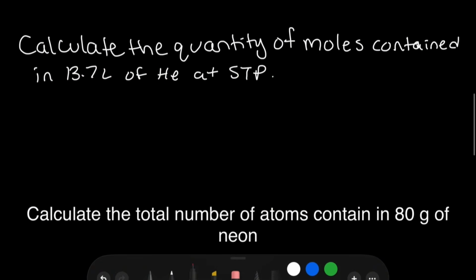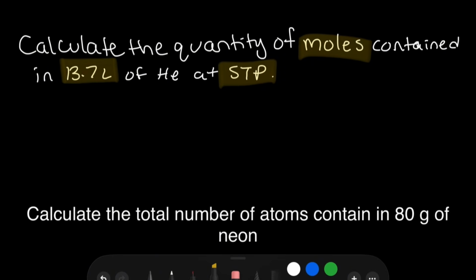Our next problem is asking us to calculate the quantity of moles contained in 13.7 liters of helium at STP. So the first thing you want to think about when you see the word STP is 22.4 liters. When you look at your chemistry reference table, in the back page, you have a table that shows mathematical relationships. And you can see that 1 mole is equal to 22.4 liters ideal gas at STP. So if you want to write that down, 1 mole is equal to 22.4 liters, which is also an ideal gas at STP.